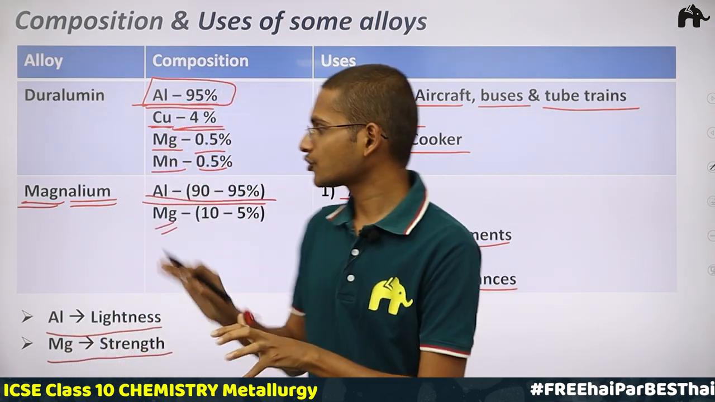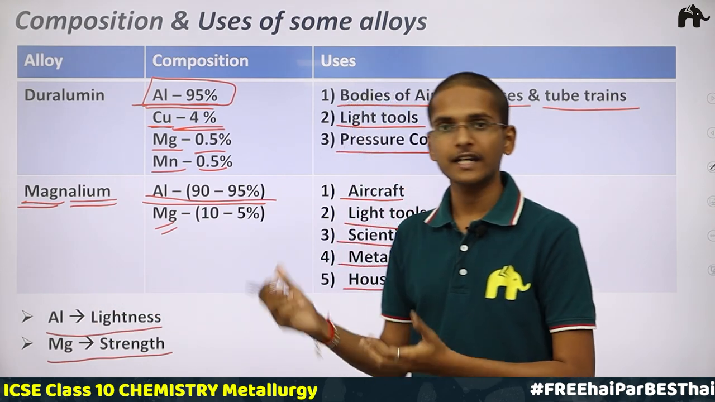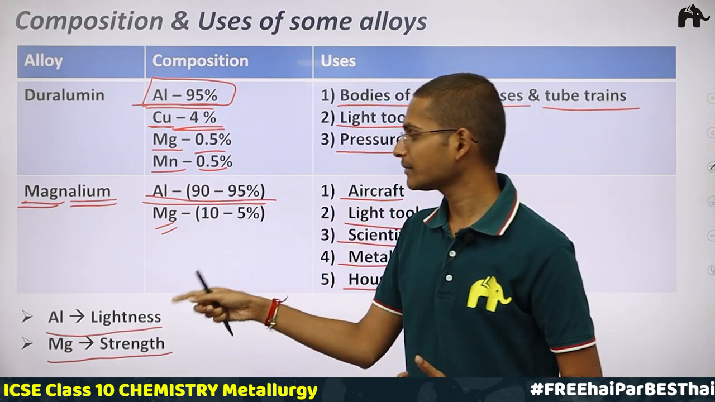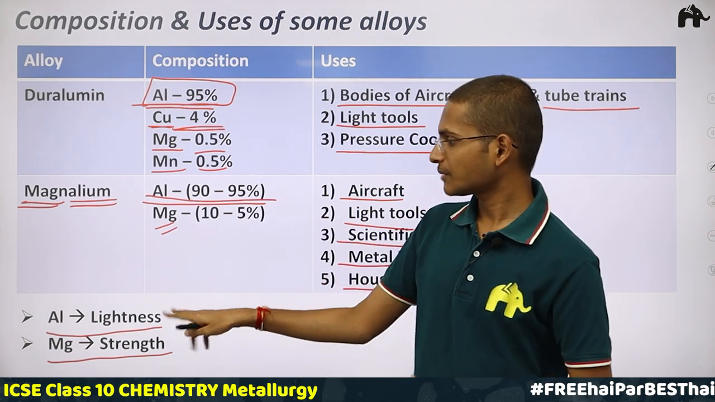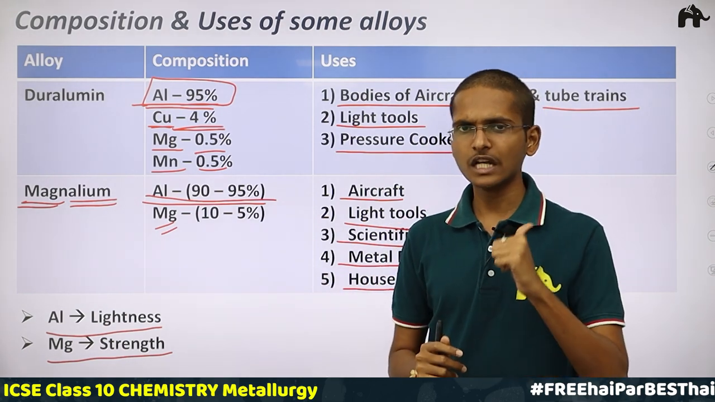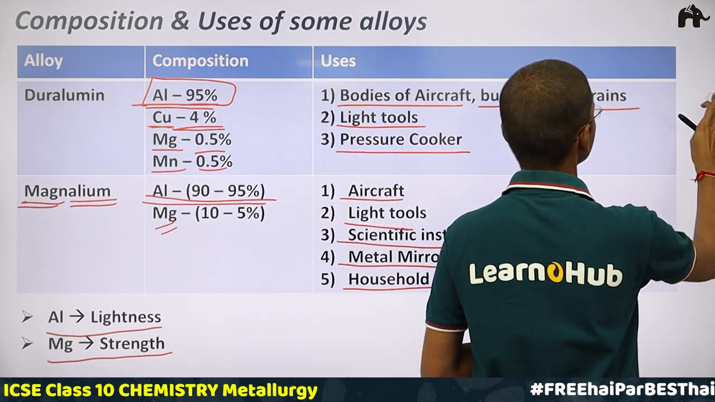And I have also told you that aluminium is imparting lightness and magnesium is imparting strength. Now why am I repeating it? Because yes, this has been asked in your exams, and such types of questions can also be asked. Clear with this? Let's move ahead to see the next alloy's composition and uses.